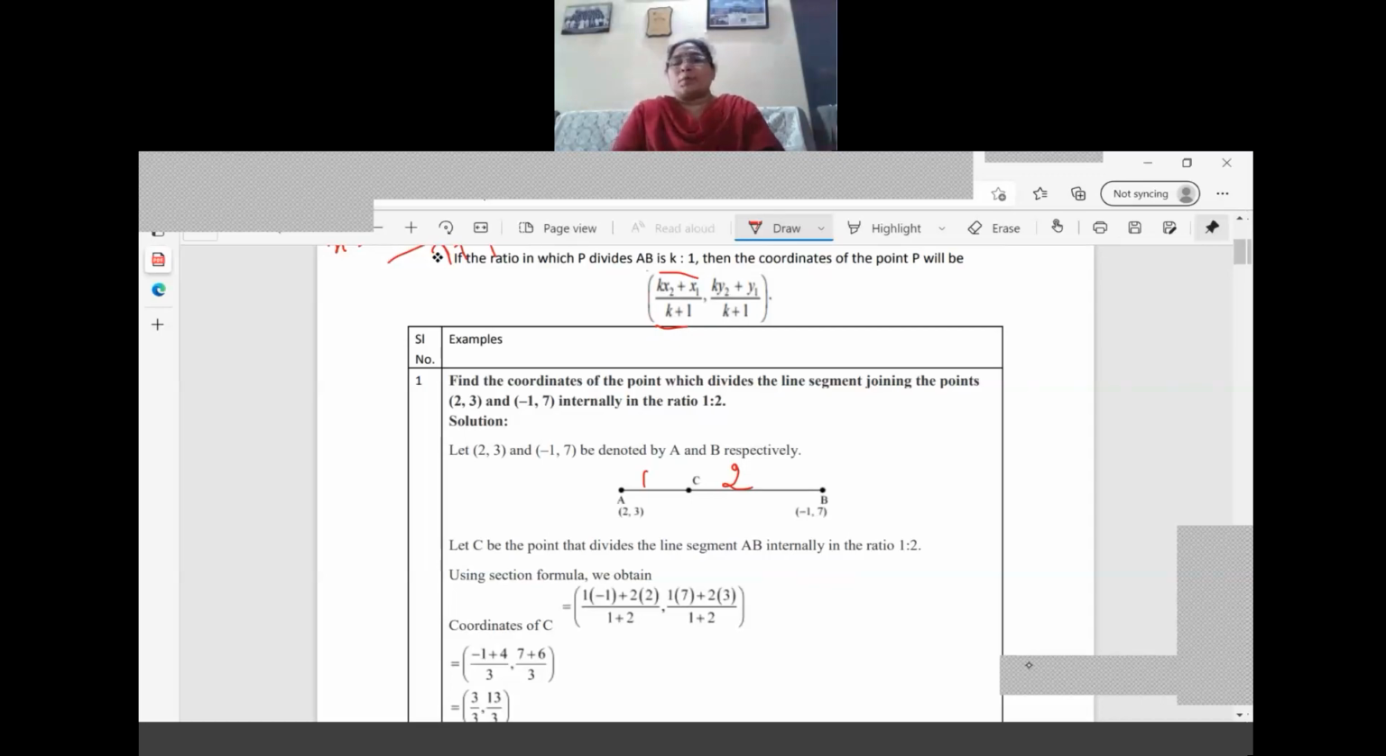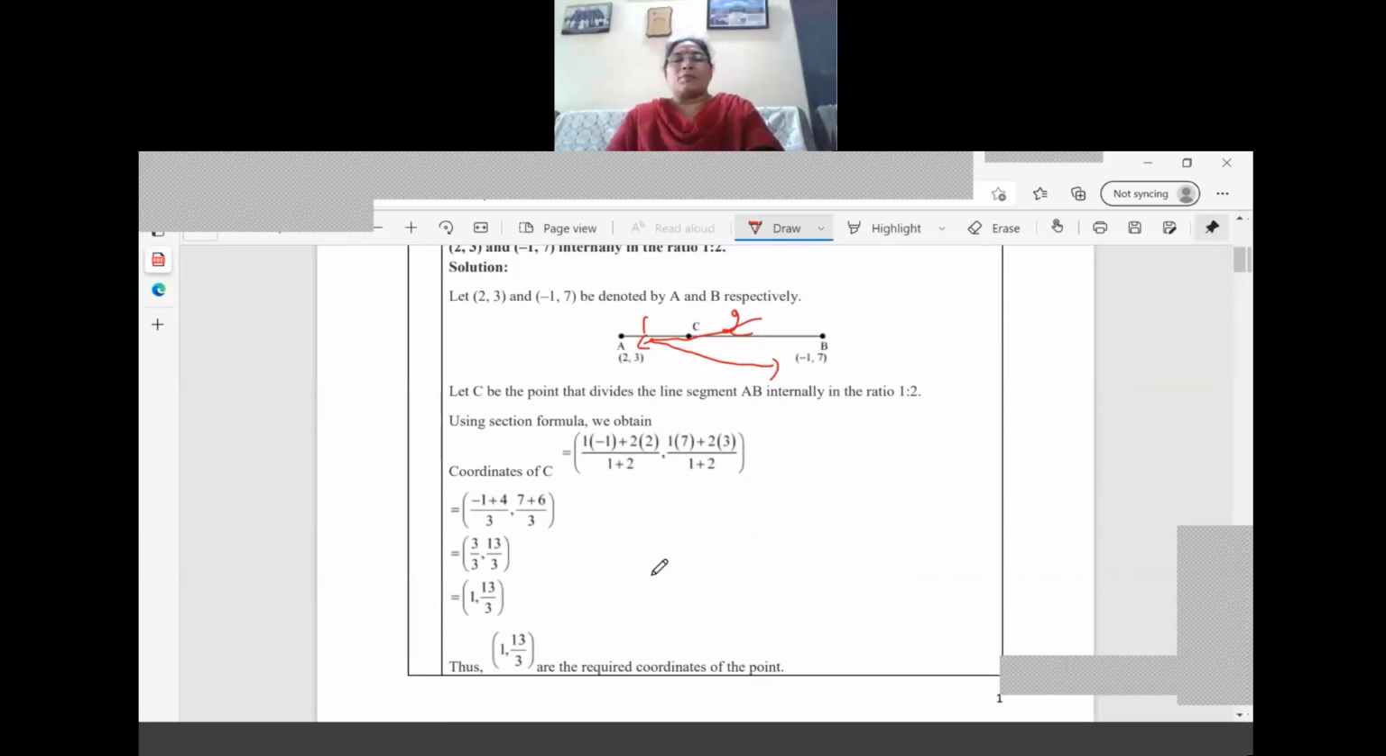So by the section formula, what we should remember is, when we write 1, we write the far away coordinate, and when we write 2, we write the far away coordinate respectively, for x and y. So 1 into -1 plus 2 into 2, divided by 1 plus 2. Similarly, the y coordinate: 1 into 7 plus 2 into 3, divided by 1 plus 2. Then after solving you will get (1, 13/3).